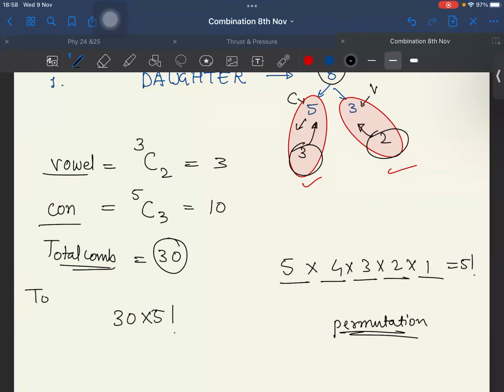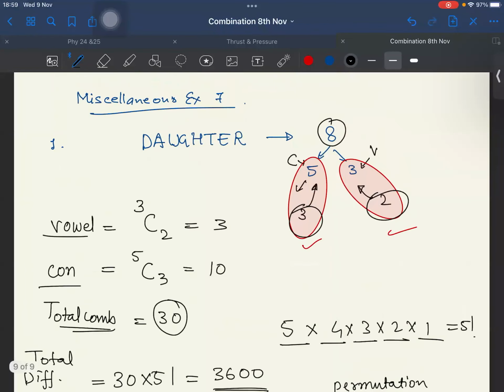These will be the total different words, 30 into 5 factorial. That will be how much? 5 factorial is how much? 5 into 4, 20, 60, 120, so 30 into 120, 3600. Okay, so this is the total number of different words that can be formed out of these 3 vowels and 5 consonants that are present.